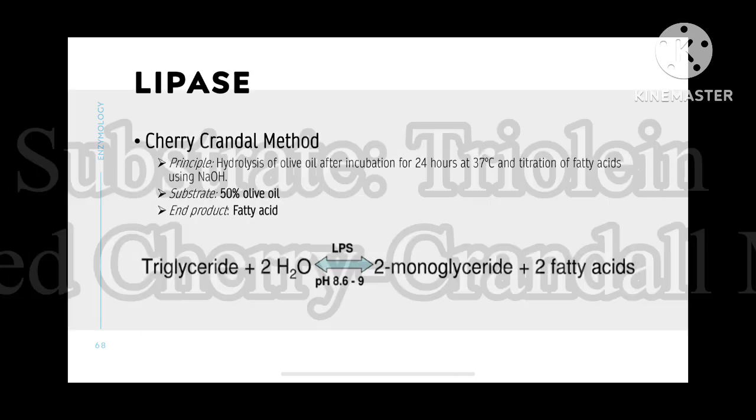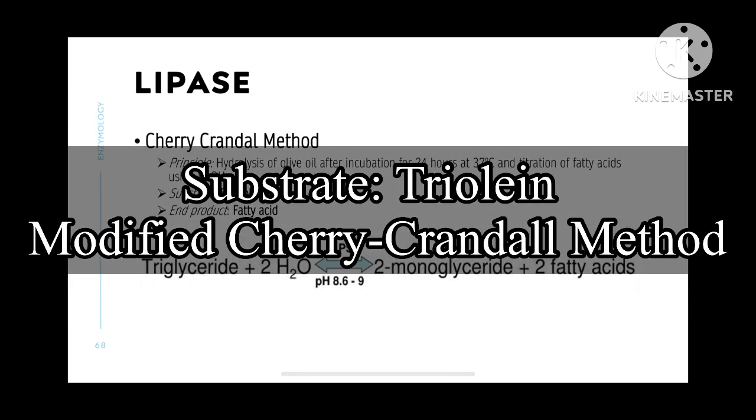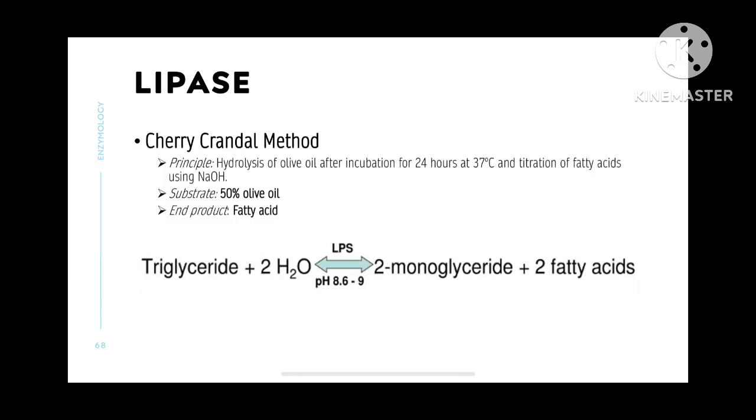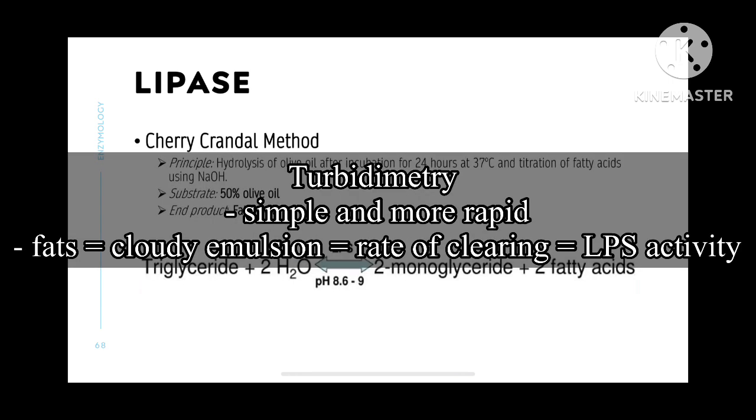However, triolein is one substrate now used as a more pure form of triglyceride. Turbidimetric methods are simpler and more rapid than titrimetric assays. Fats in solution create a cloudy emulsion, and as the fats are hydrolyzed by lipase, the particles disperse, and the rate of clearing can be measured as an estimation of the lipase activity.